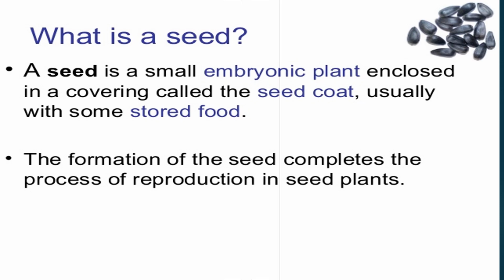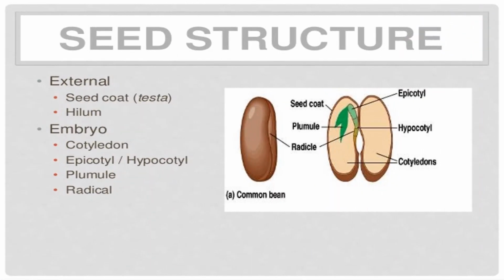Now, next slide. Now we will start with the seed structure. What is the structure of the seed? When you look at the seed externally, the first thing you will notice is the seed coat, which is the covering of the seed. It is also called the testa.